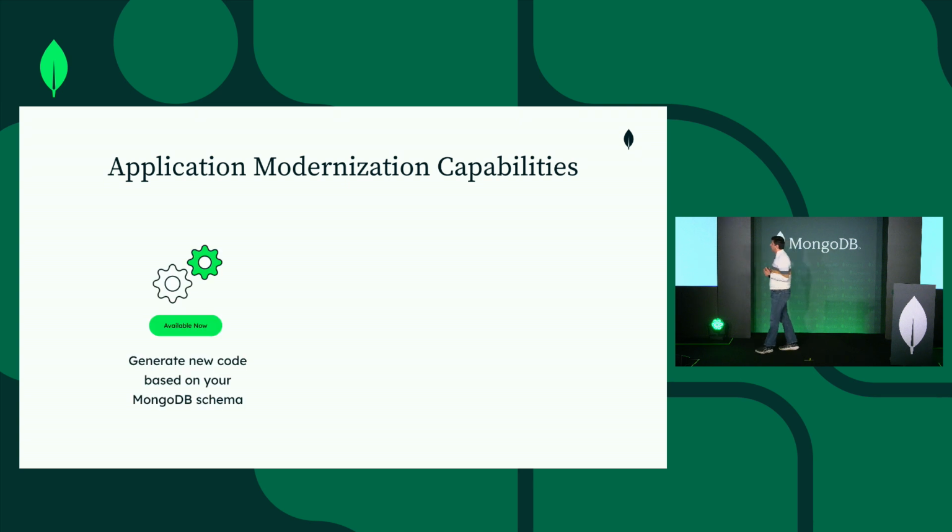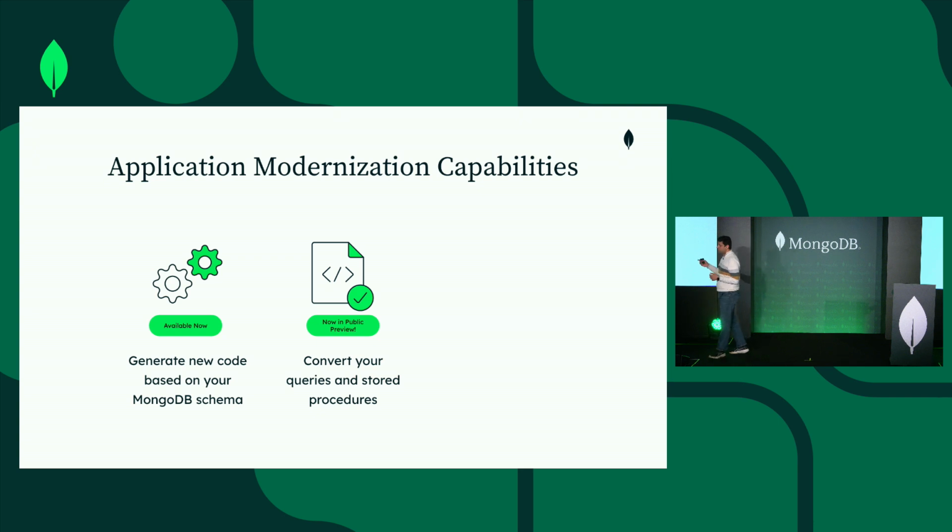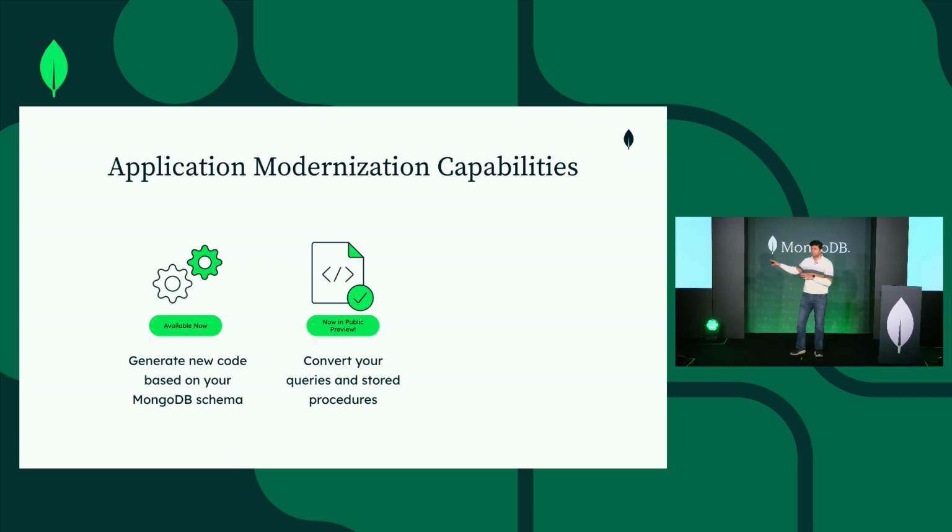So in terms of application modernization capabilities, the first thing that we allow you to do is simply generate new code that you didn't really have before to deal with the new schema that you would have in MongoDB. Over and above that, we allow you to transform your existing queries in SQL and convert them into Mongo query language. This also includes any of your views or stored procedures, all of that. This is what is powered by GenAI. It basically is able to do its magic behind the scenes and convert everything into Mongo-specific stuff.